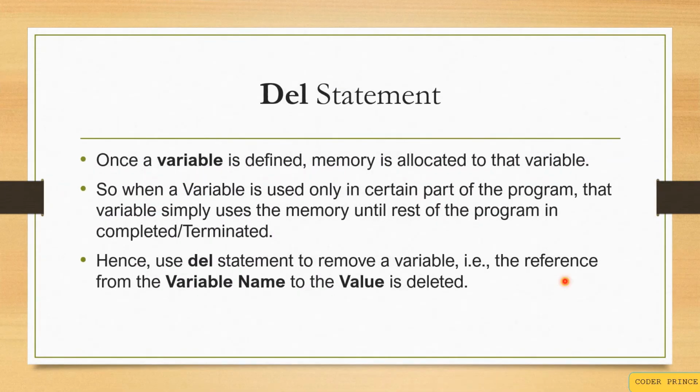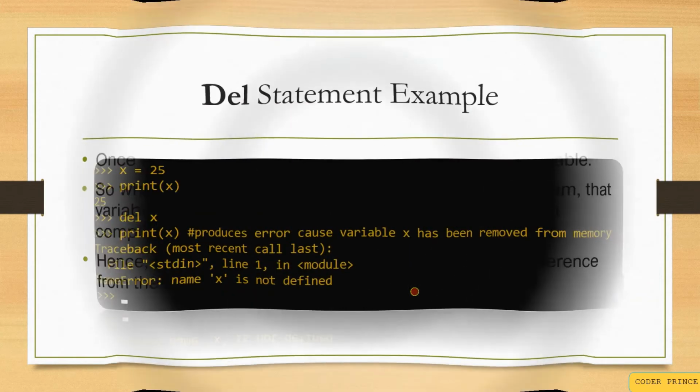Once a variable is defined, memory is allocated to that variable. When a variable is used only in a certain part of the program, we need not keep that variable until the completion of the program. Instead, we will just use the del command to remove that variable from memory. Use the del statement to remove a variable, that is, the reference from the variable name to the value is deleted. So here is an example.